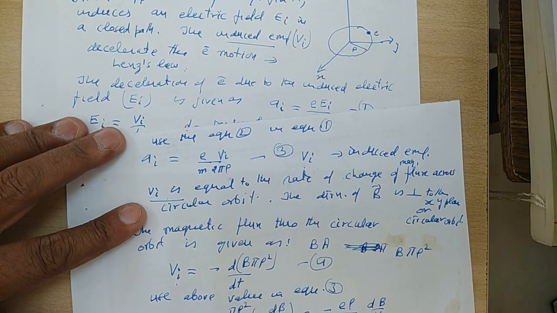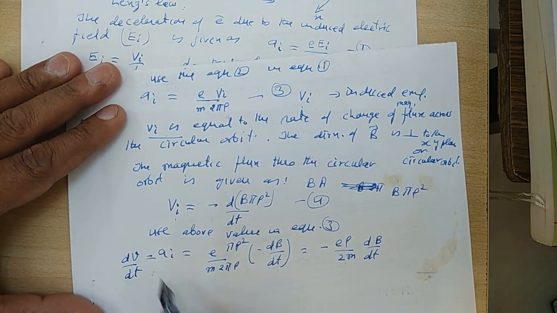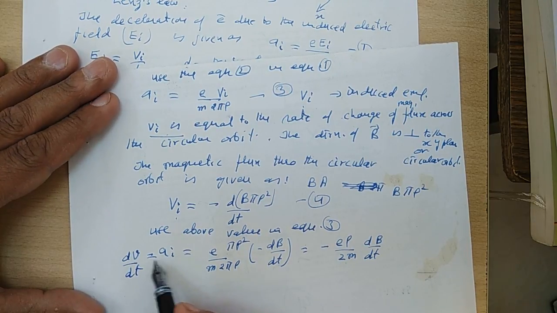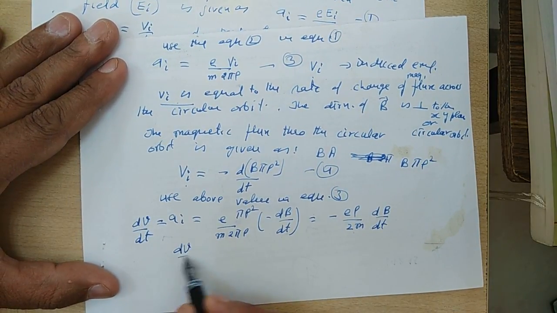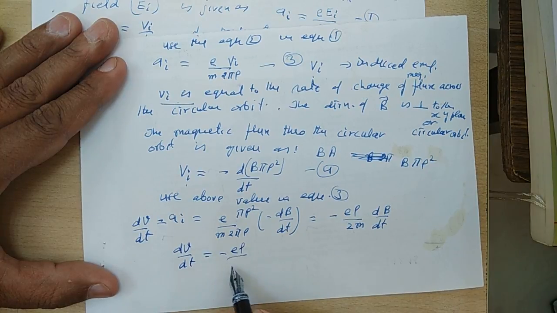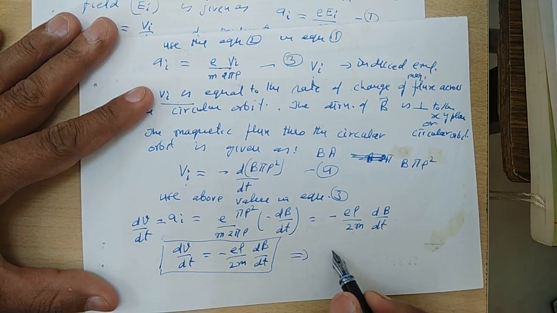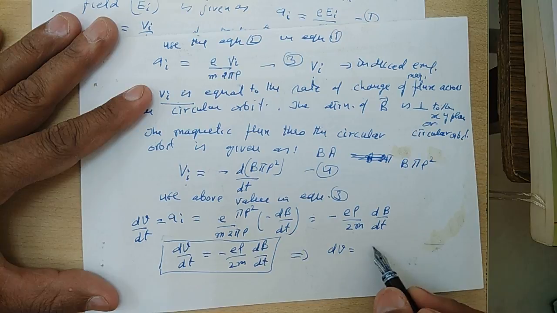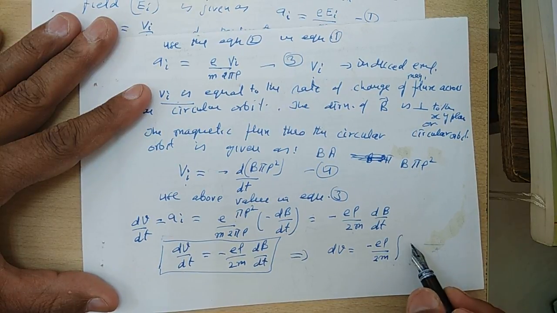And for this deceleration, I can write this is equal to dV by dt, because this is deceleration, so this is equal to the rate of change of the velocity dV by dt. So I get dV by dt is equal to minus E rho by 2m into dB by dt. So I got the expression, and I can also rewrite it as dV is equal to minus E rho by 2m into dB.